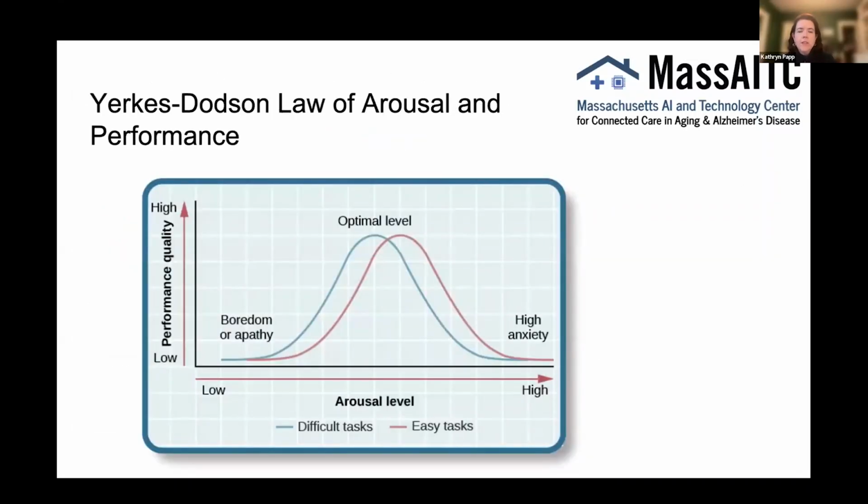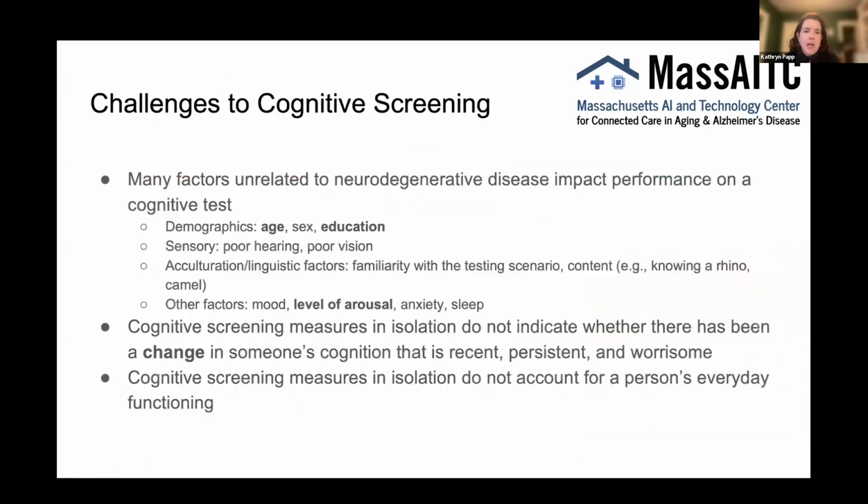The Yerkes-Dodson law of arousal and performance is something that we commonly use in psychology, and we know that there's an optimal level of cognitive performance that occurs where people are sort of at a mid-arousal level. So if you're not aroused, you're tired, you're bored, your performance is low, and then if you're extremely high anxiety, you had way too much coffee, or you're very anxious about your own performance, then your performance also dips down. So we don't perform at the same level all the time. There's impacts of things like level of arousal that can influence how an individual performs on a given day or at a given time.